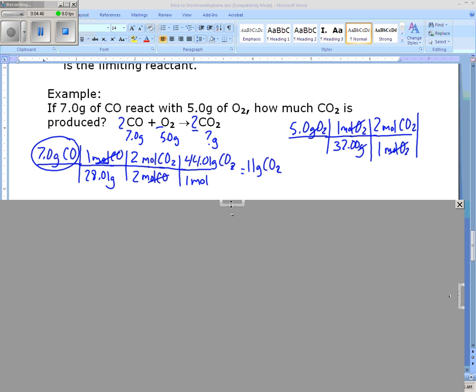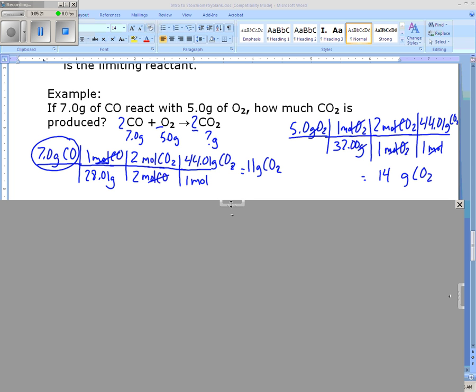Now I have moles of CO2. To go from moles to grams, because that's what I need, I need to use molar mass. So 1 mole of CO2 has 44.01 grams of CO2. Now all I have are grams of CO2. Everything on top multiplied together, divided by everything on the bottom multiplied together: 5 times 2 times 44.01 divided by 32. And I get, with 2 sig figs, 14 grams of CO2.